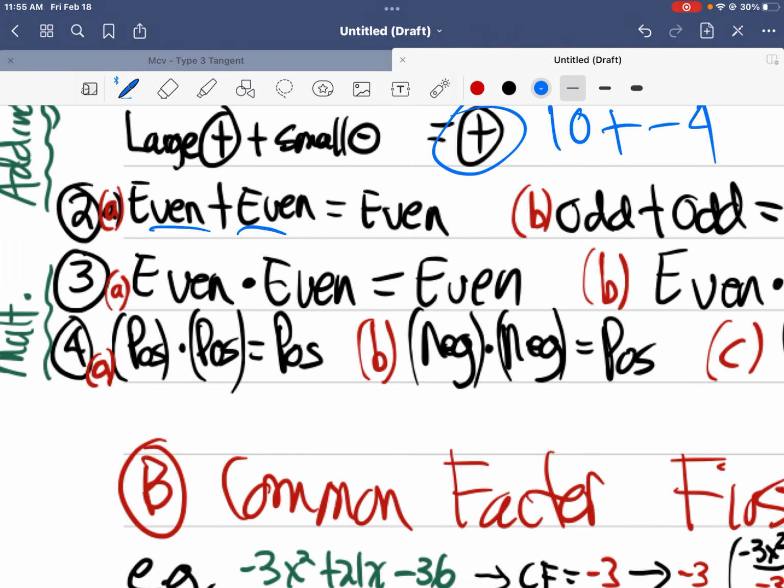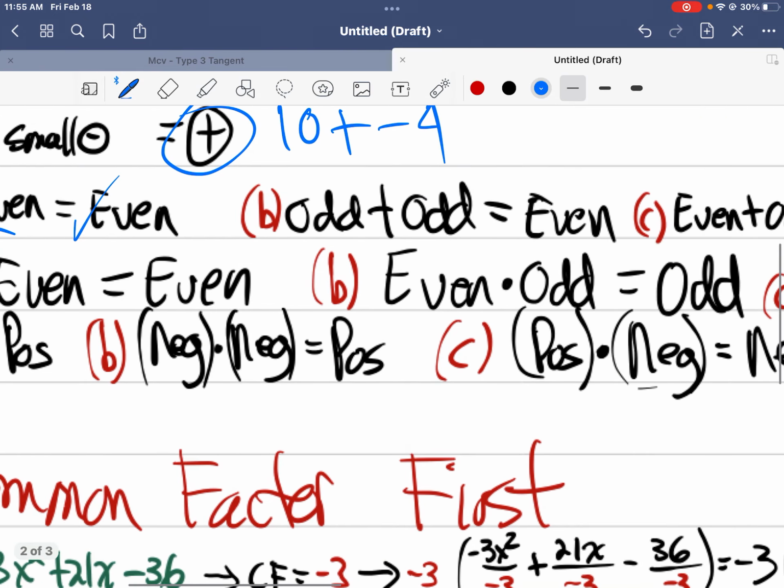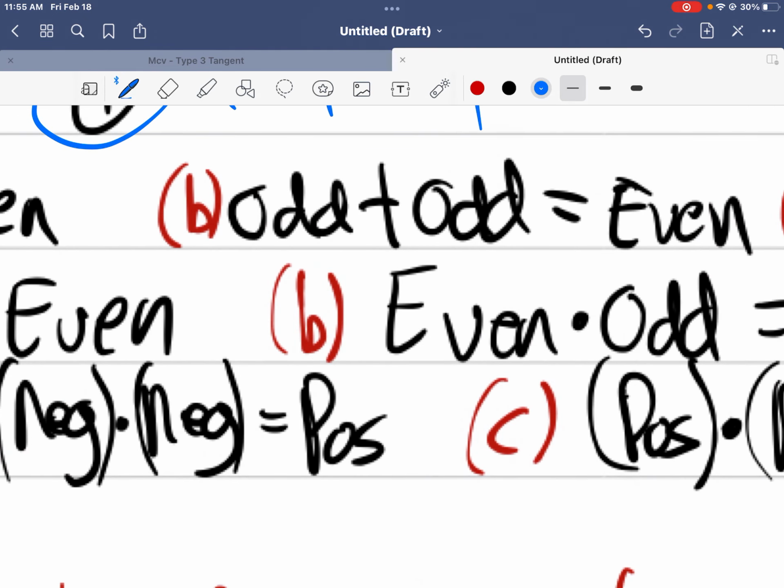Even and odd numbers. This is something that's actually really helpful. Even plus even, like 4 plus 4 is 8. So if you add two even numbers together, what do you always get? Another even number. What about odd plus odd? That's an interesting one that you may not have thought about. 3 plus 3 is 6. 5 plus 5 is 10.